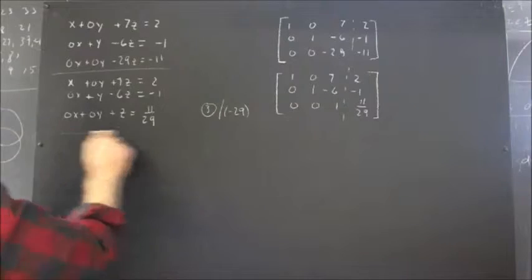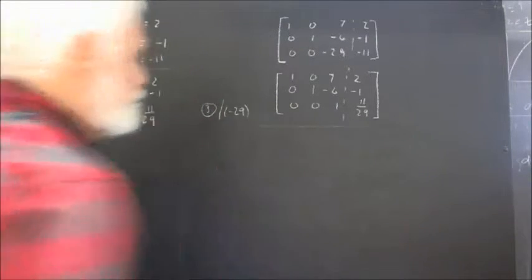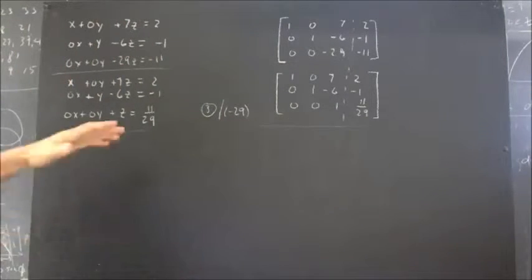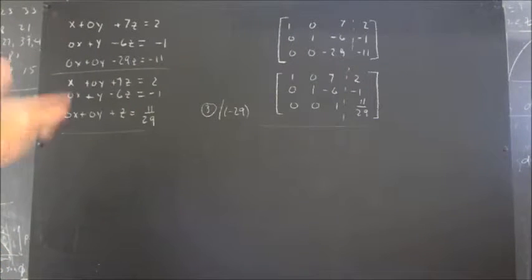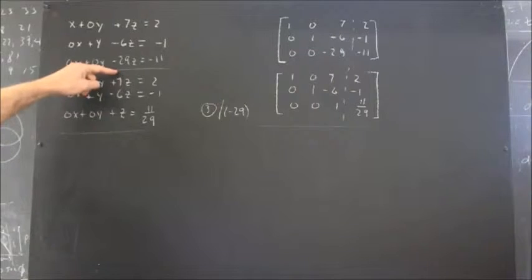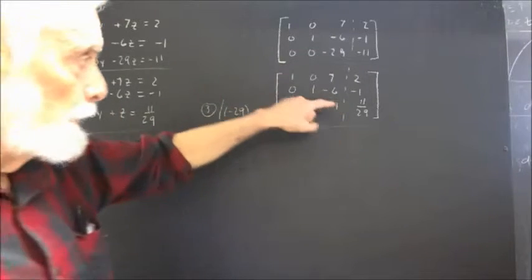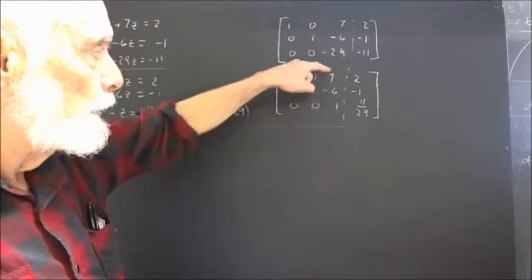Okay, we need only one more step to finish. Can you see what that step would be? Again, we want to eliminate the z's here and here, or equivalently, we want to get a 0 here and a 0 here.